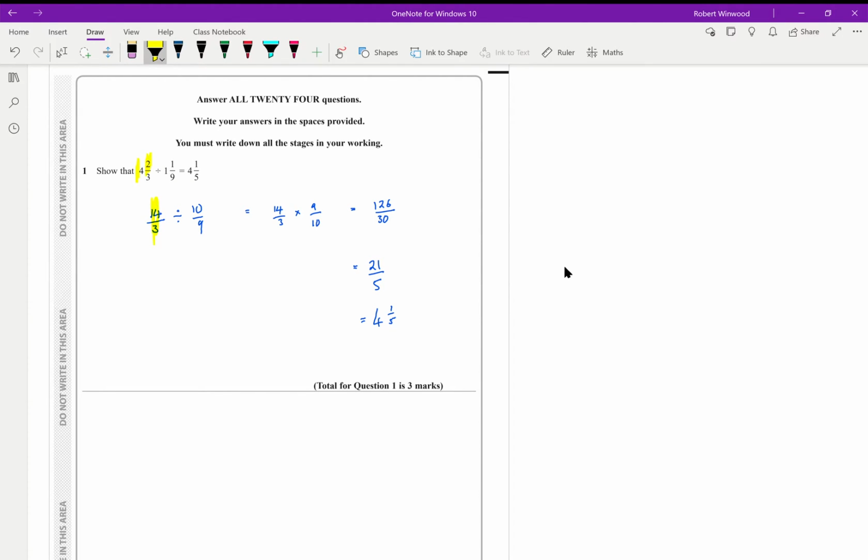How many ninths are there in 1? Well, a whole 1 would be 9 ninths, plus an extra ninth makes that 10 ninths. And from there on, it's a straightforward, simple fractions question. Turn the divide into a multiply and flip the second fraction.